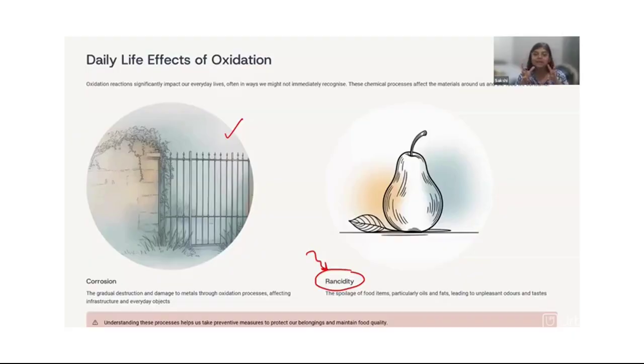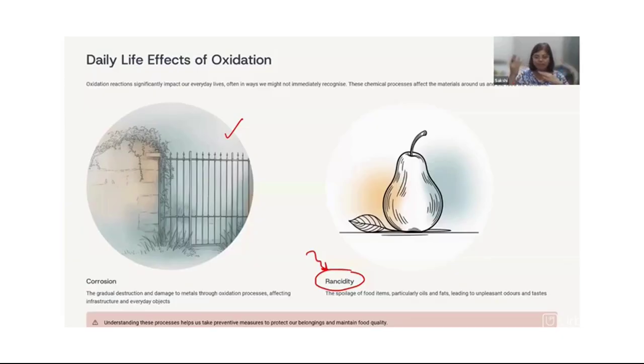To avoid this rancidity, what do we do? The industries, the chips packet. You know what is the gas inside the chips packet? That is nitrogen gas. They fill it with nitrogen gas. They can't fill it with oxygen, otherwise your chips will get spoiled. It will become rancid. So we fill it with nitrogen gas so that your chips do not get spoiled and stay fresh and crispy. Now, don't worry, this nitrogen won't harm you, right?